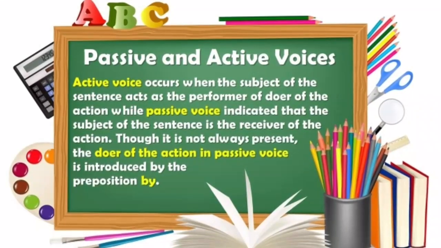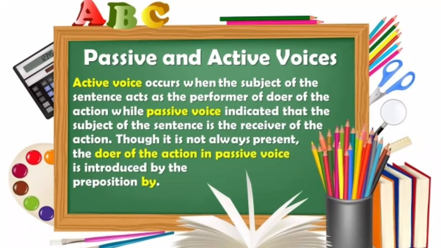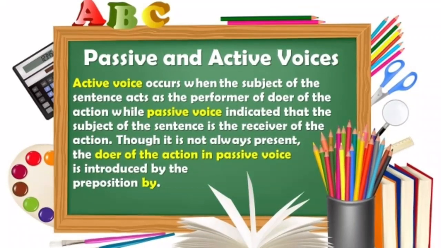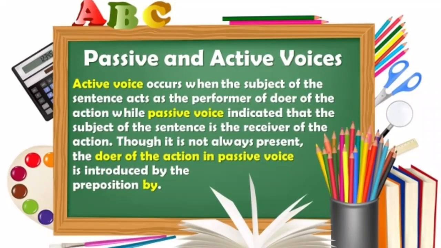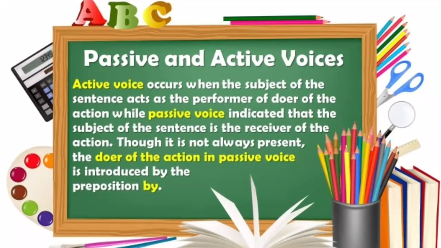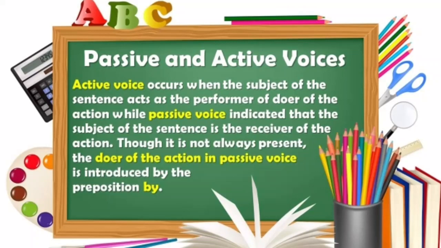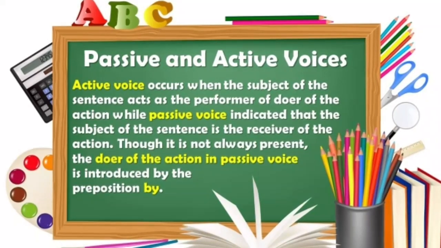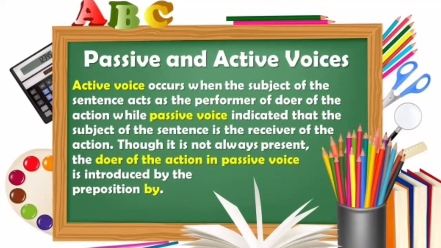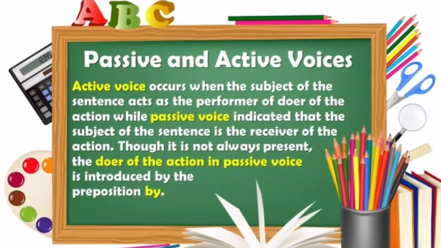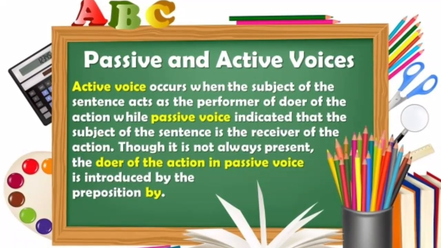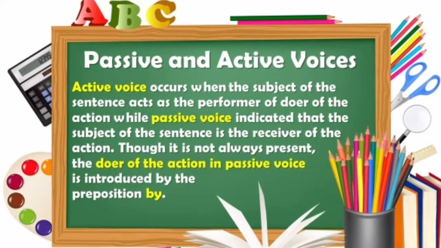Active voice occurs when the subject of the sentence acts as the performer or doer of the action, while passive voice indicates that the subject of the sentence is the receiver of the action. Though it is not always present, the doer of the action in passive voice is introduced by the preposition by.